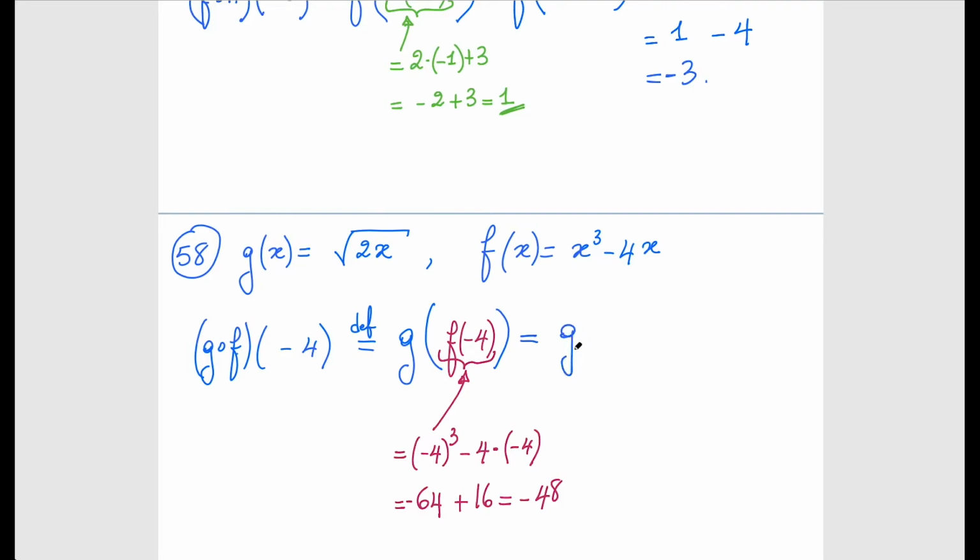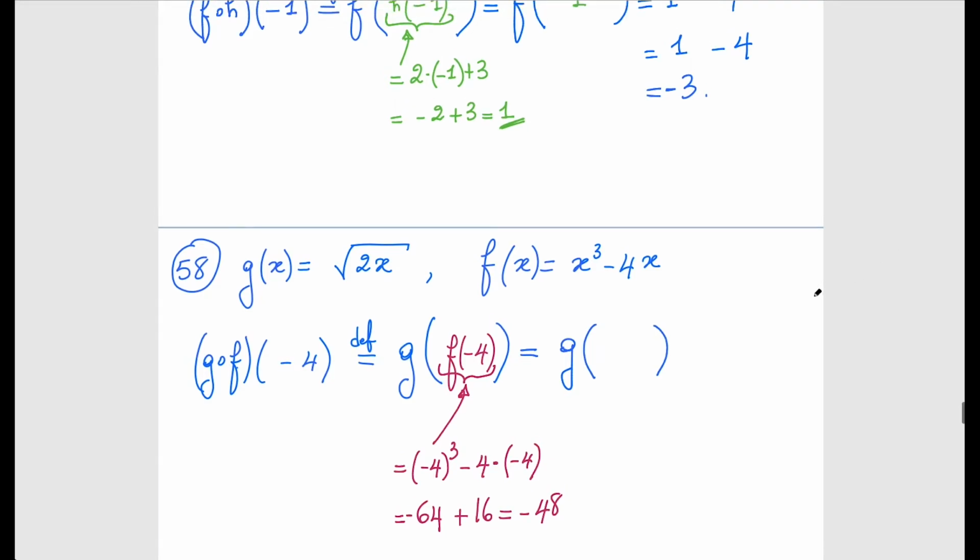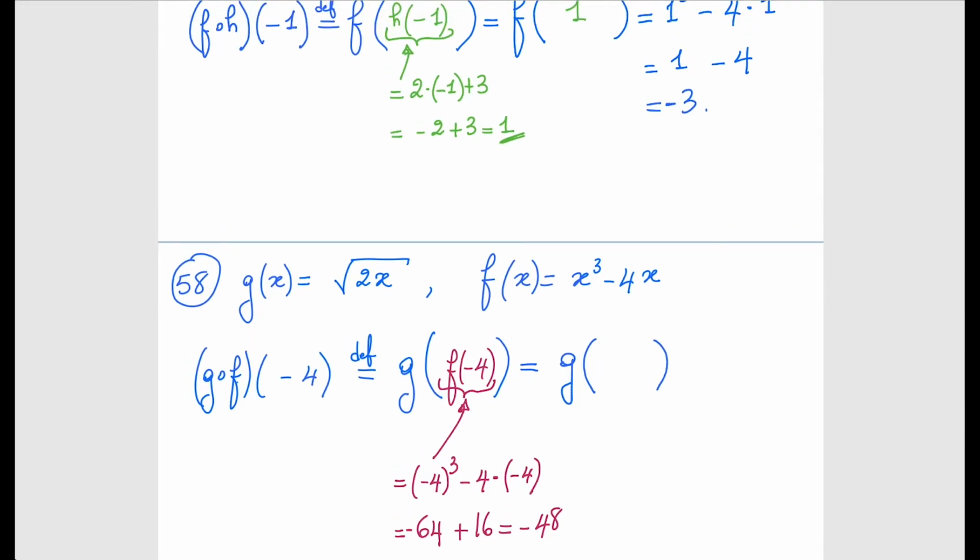Then we're gonna send it as an input. That guy, -48, we're gonna send it as an input. Let's keep it in red. We're gonna send this guy as an input in G. Now G is gonna operate on this number, and we know how G operates, right? It takes the square root of twice the input. Correct? Okay. So just think about it for a second. What do we have here? Square root of 2 times -48.